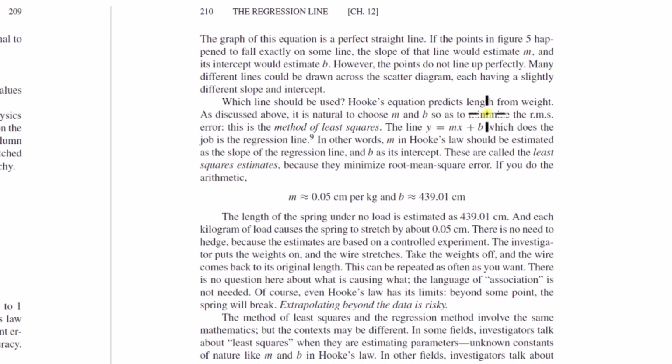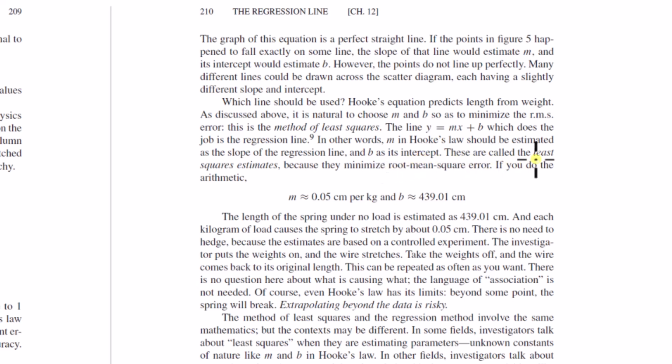Hooke's equation predicts length from weight. As discussed above, it is natural to choose M and B so as to minimize the RMS error. This is called the method of least squares. The line Y equals MX plus B, which does the job, is the regression line. In other words, M in Hooke's law should be estimated as the slope of the regression line and B as its intercept.